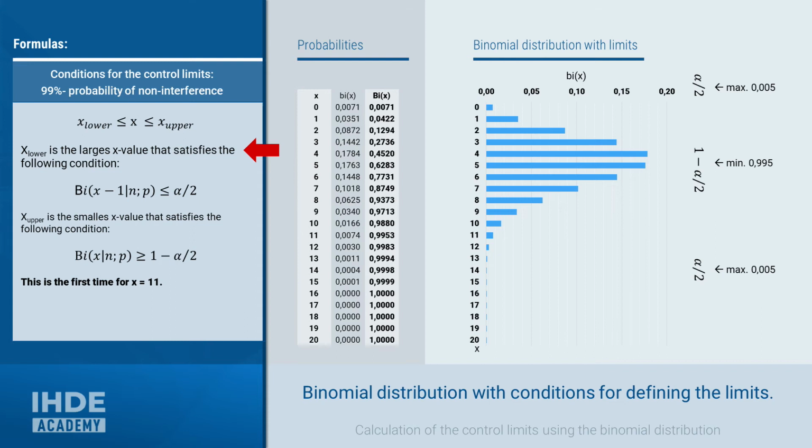The lower control limit, x lower, is the largest x value that satisfies the following condition. The cumulative probability must be equal to or less than alpha half. For the upper control limit, x upper, the cumulative probability must be equal to or greater than 1 minus alpha half. This is the case for the first time at 11. This will become clearer when we draw the limits in a moment.